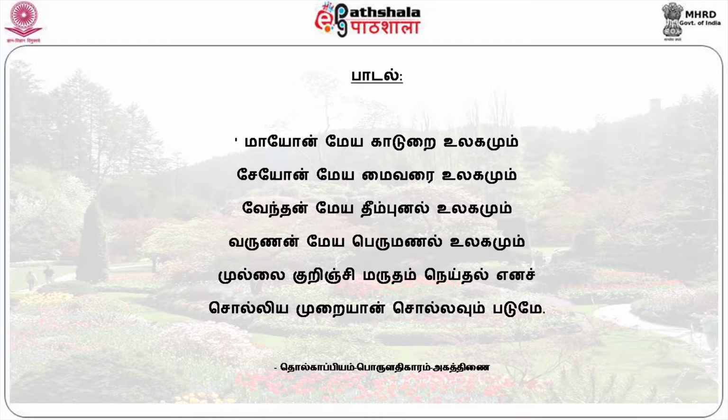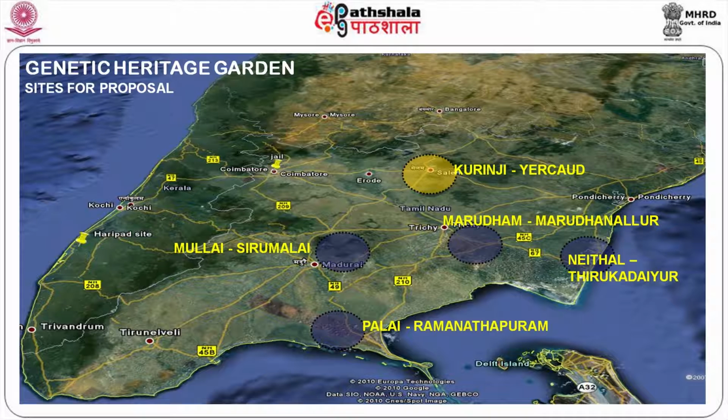We will talk about Kurunji as the first place. Kurunji, we call this a genetic heritage garden. Basically, this garden is a genetic heritage garden. So what was there in earlier days? The theme of the project is to create a natural ecosystem as in the Sangam period and enhance the biodiversity, creating a water resource for self-sustenance of the landscape development.